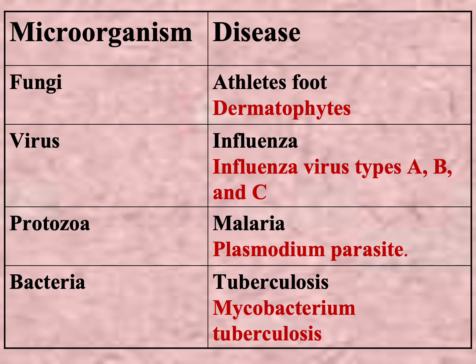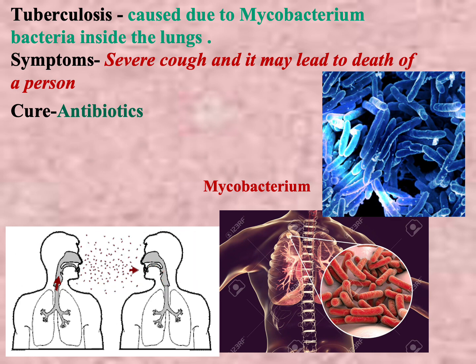The next microorganism which causes infectious disease is protozoa. Protozoa causes many diseases. One of the diseases which we will study is malaria. Malaria is caused by a small protozoa called Plasmodium. And the last microorganism which causes infectious disease is the bacterium. Tuberculosis is caused by the bacterium called Mycobacterium tuberculosis. Tuberculosis is an infectious disease which is caused by the bacteria called Mycobacterium.